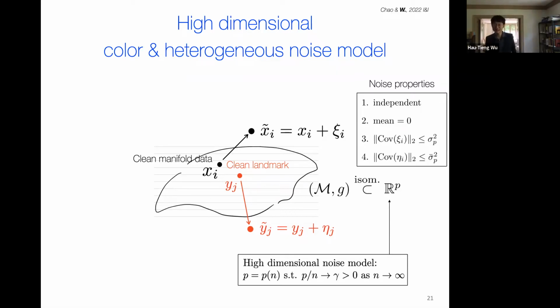And we have some high dimensional noise model, which means P over N will grow to infinity simultaneously at the same rate, described by gamma. Okay, so that will be our noise model.